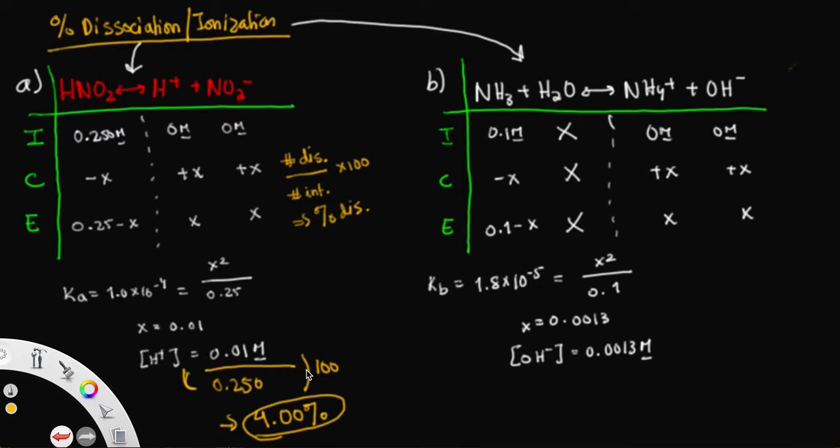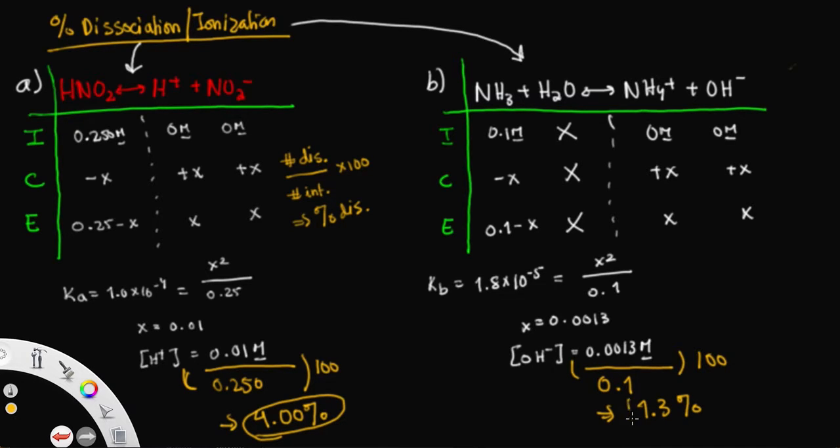The same concept applies with our weak bases, except it's named differently. It's called percent ionization. We take whatever OH- we've produced from this ionization of our weak base NH3, the concentration of OH- that we have at the end of the reaction, and compare it to what we had initially, which was 0.1. We had 0.1 moles per liter of ammonia. And we have to multiply this by 100.